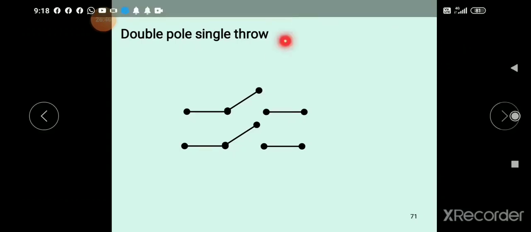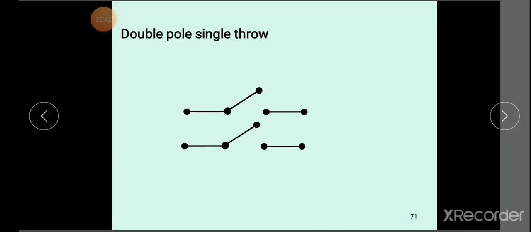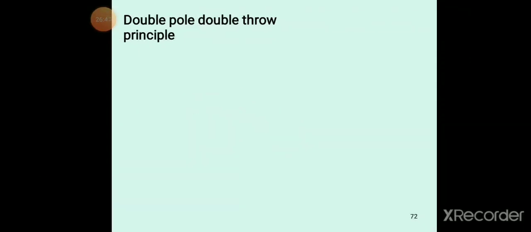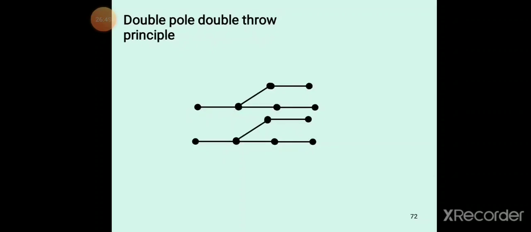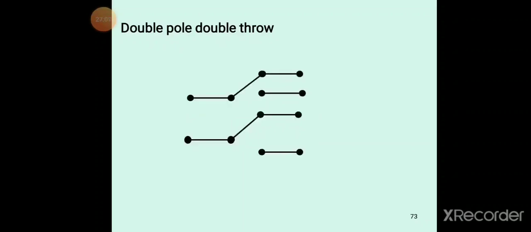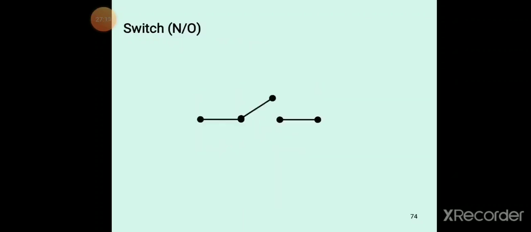Next, we discuss the double pole, double throw principle. You see, we have double poles, and double throw is also there. You can connect here or there, so that it makes four connections. We have the two poles, and here we can throw there. Four contacts are there. Whenever it is needed, it will be there.